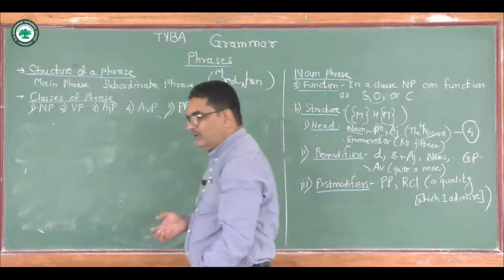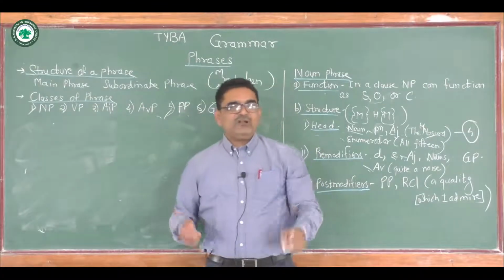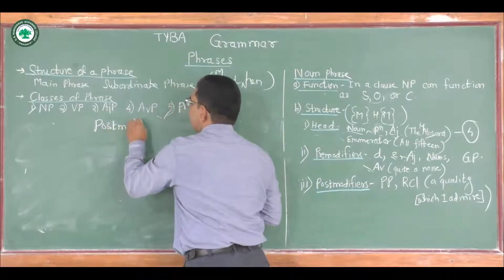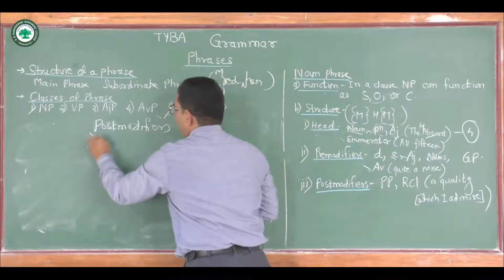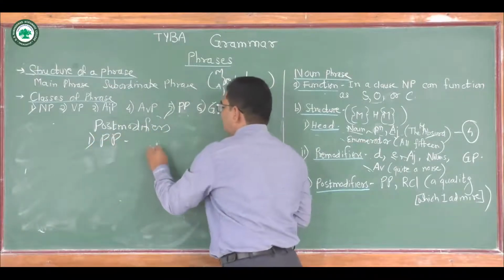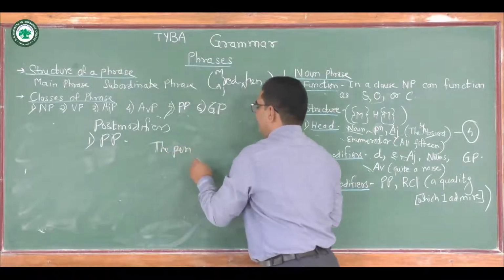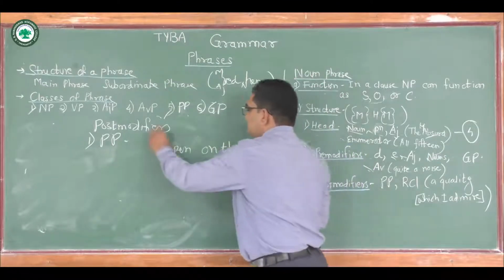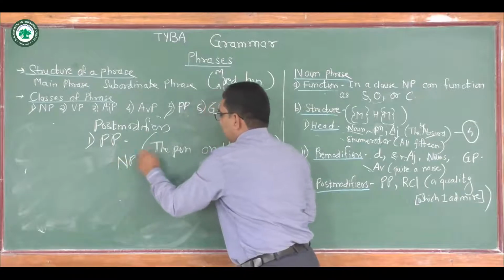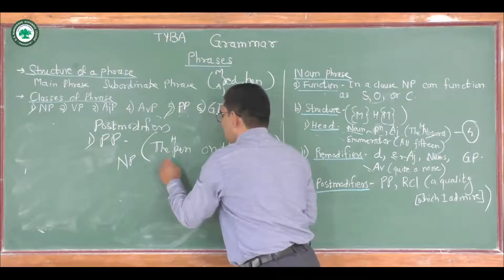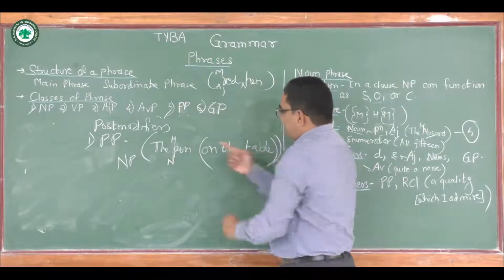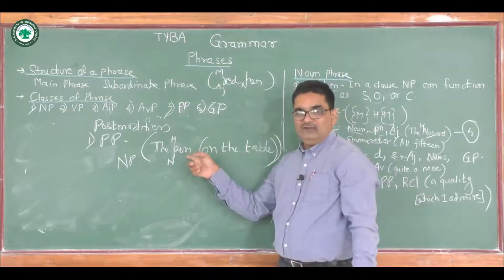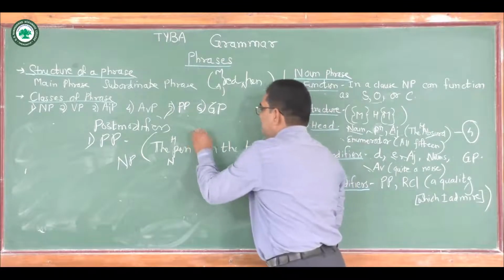So we know that in a noun phrase, the post modifier is generally a prepositional phrase. So, post modifier, first, prepositional phrase. The pen on the table. What is this? This is a noun phrase. Yes, the head word is pen. It is a noun. But here, after that head word, what comes is on the table. It tells the position of the noun, and it is the post modifier.